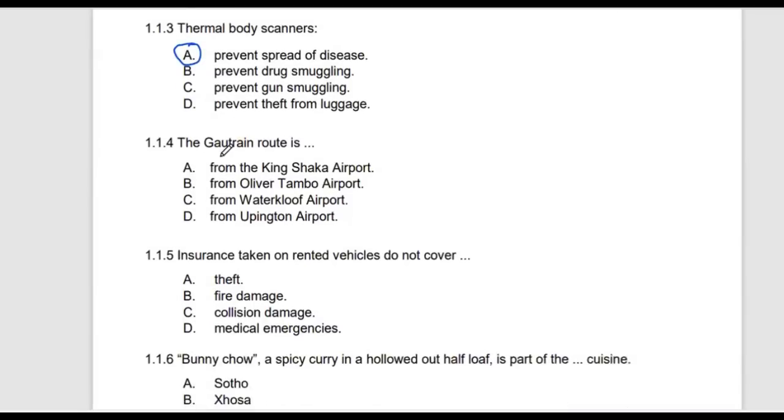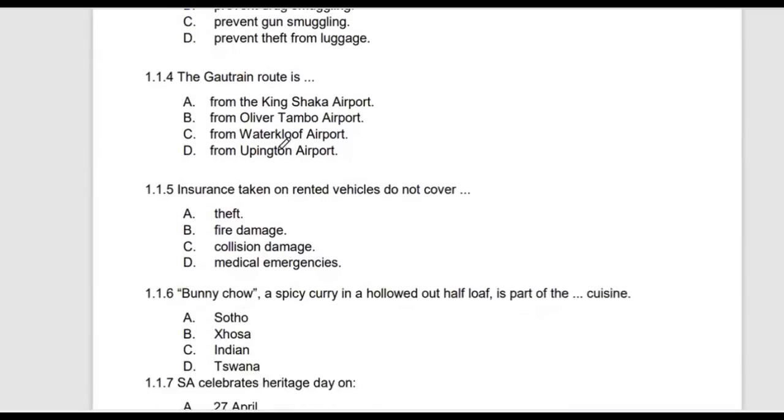Then the Gautrain route. From the name itself, this is a train service which is found within Gauteng. So when we are choosing our answer, it should have something to do with Gauteng. The Gautrain route is from OR Tambo International Airport. Then it also links various stations across the province, but mainly it is from OR Tambo International Airport, that is Oliver Tambo Airport.